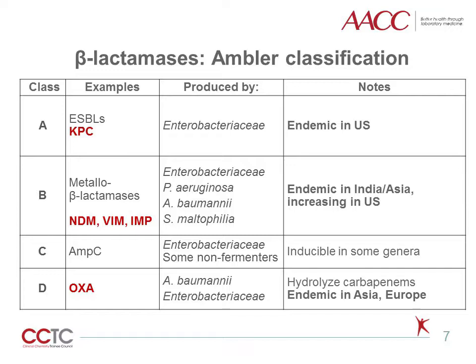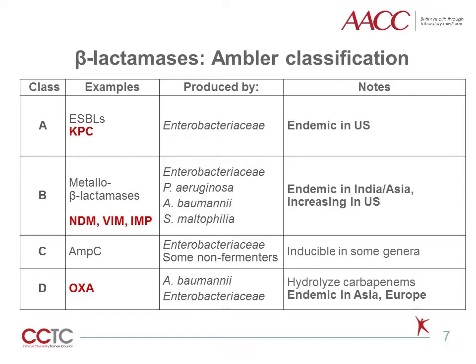Metallo-beta-lactamases are Class B enzymes and include the NDM, VIM, and IMP carbapenemases. Unlike Class A, C, and D enzymes, which contain active site serines, Class B enzymes contain zinc. Class B enzymes are found in Enterobacteriaceae, P. aeruginosa, A. baumannii, and S. maltophilia. These enzymes are endemic in India and Asia and are becoming more common in the United States.